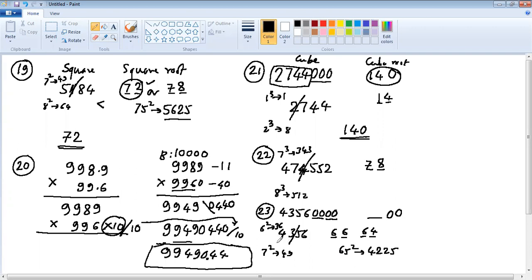And now if you see this, 4356 is greater. So you take the greater out of the 2. The greater value here is 66, because 4356 is more than 4225. Whatever two answers you have, you take the greater out of that. That is 66. So the final answer is 6600. This is the final answer. Final answer 6600.